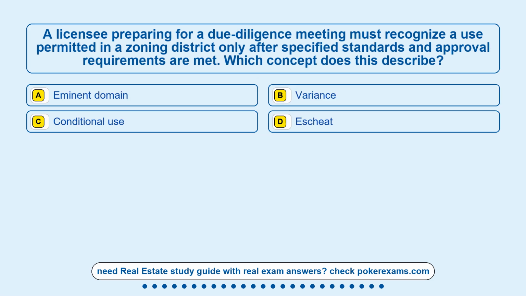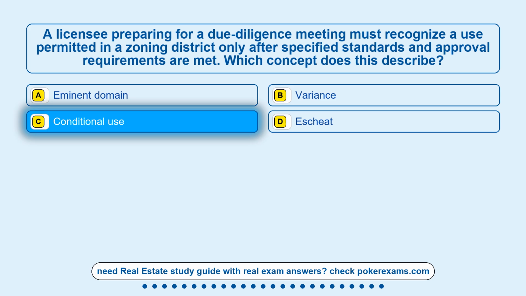Question 12. A licensee preparing for a due diligence meeting must recognize a use permitted in a zoning district only after specified standards and approval requirements are met. Which concept does this describe? Option A, eminent domain. Option B, variance. Option C, conditional use. Option D, escheat. The correct answer is option C, conditional use.